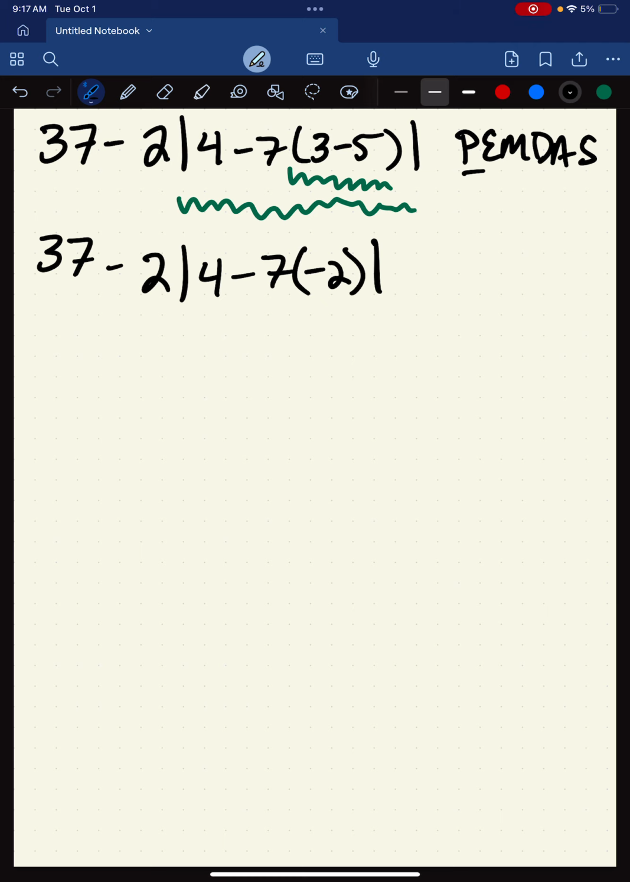And we still have parentheses out there, but we need to simplify this inner bit first. And in order to do that, we're going to have to do the multiplication right here, right? Because the multiplication will come before the addition and subtraction. So 37 minus 2 times the absolute value of 4 minus 7 times negative 2 is going to be negative 14.